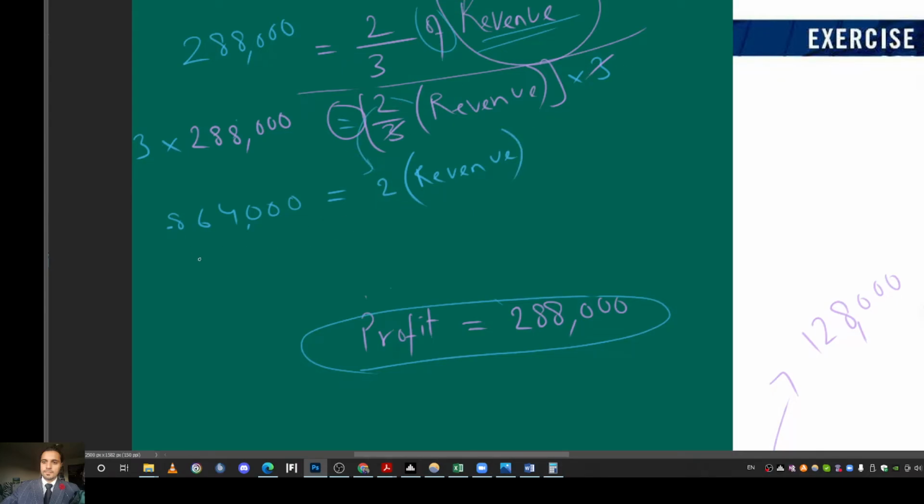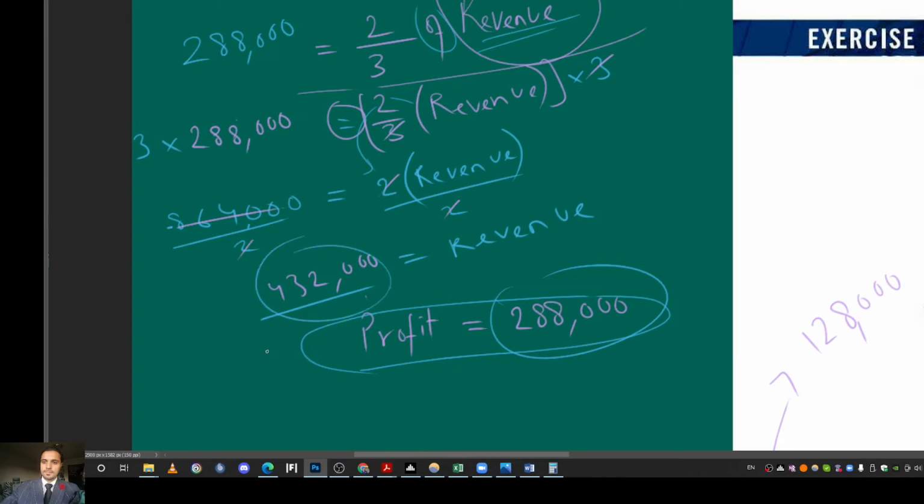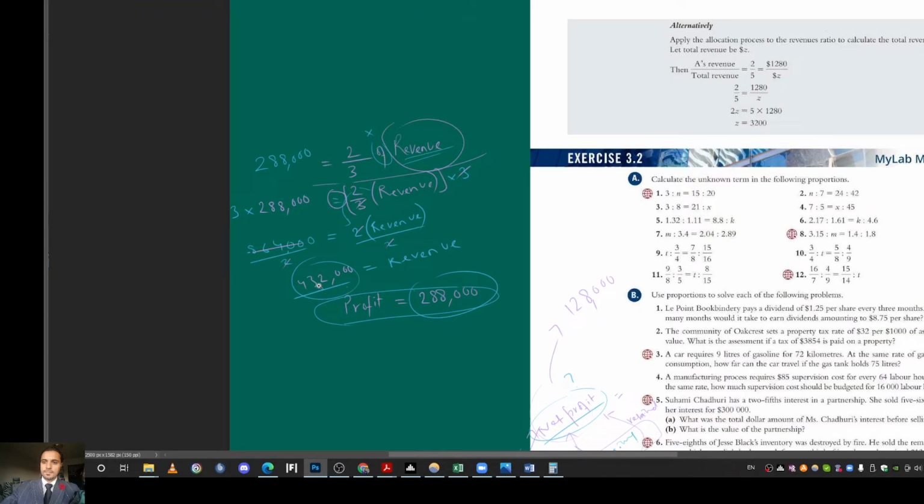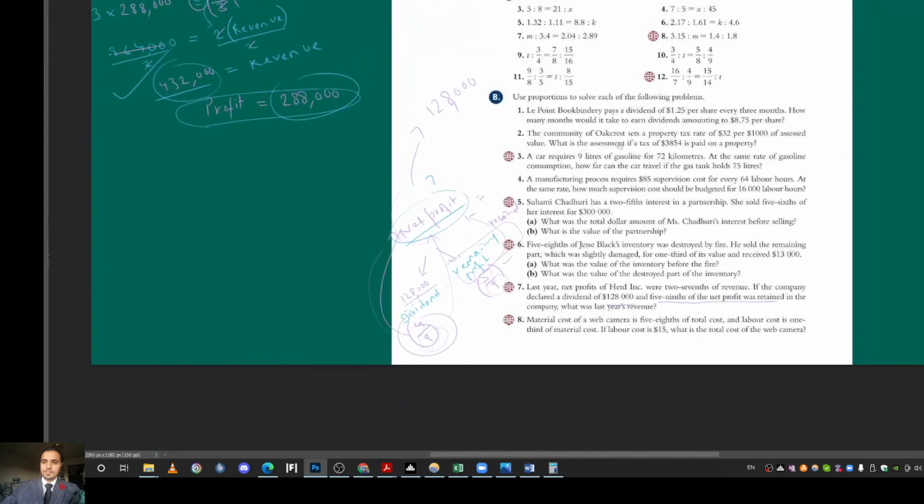So now all we have to do is divide by 2 on both sides, right? This and this get canceled. This and this is a whole even number. Then we are left with 432,000 equals revenue. So profit is 288,000, revenue is 432,000. And boom. We have both figures, but we were looking for the revenue last year, so this is our answer. 432,000, yeah?